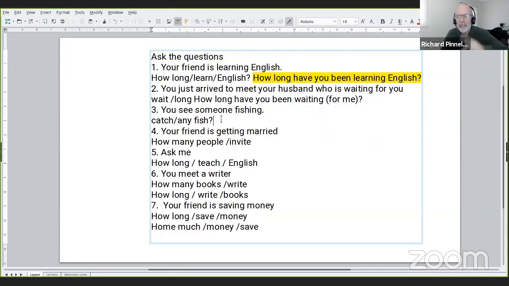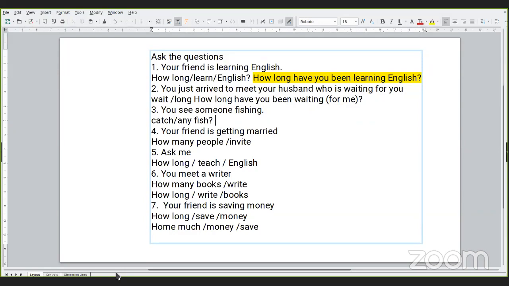Next question. You see someone fishing and you want to ask them the question. So you say, catch anything? Anybody in the chat too? I can't see anybody speaking in the chat. I don't know if my chat's working. Let's just have a look.